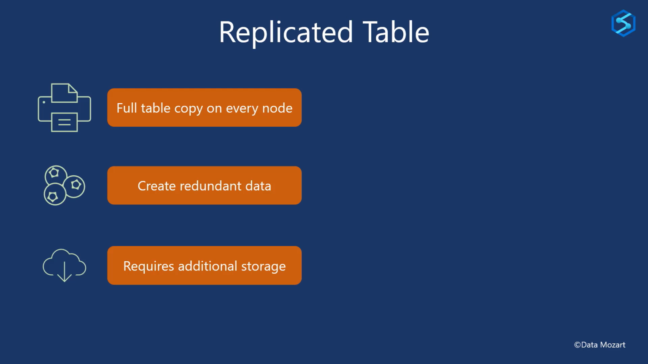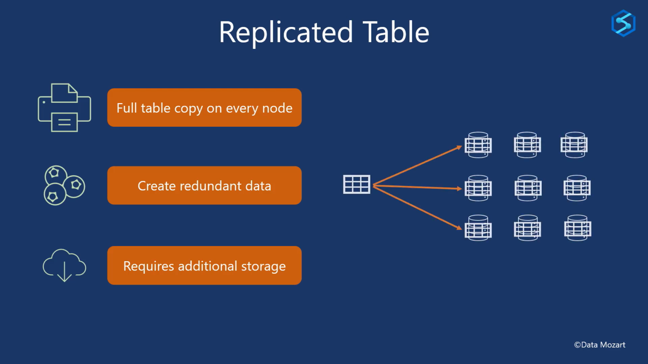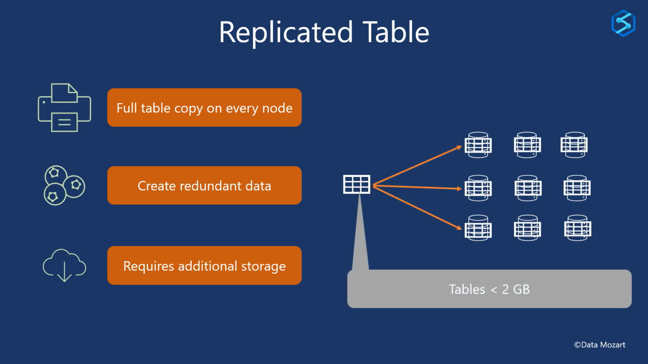In a real-life world, this distribution option mostly suits dimension tables from the star schema. Although there is no hard limit on the table size you should replicate, the recommended practice is to use this option for tables smaller than 2 GB, regardless of the number of rows.